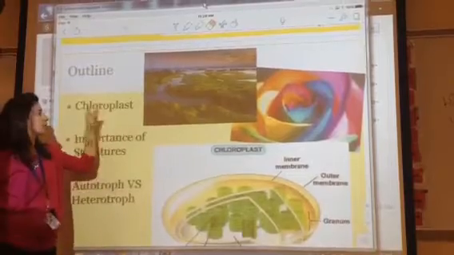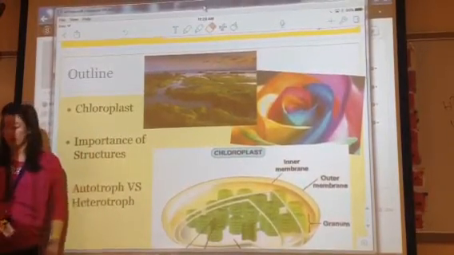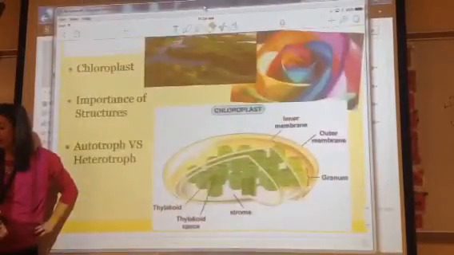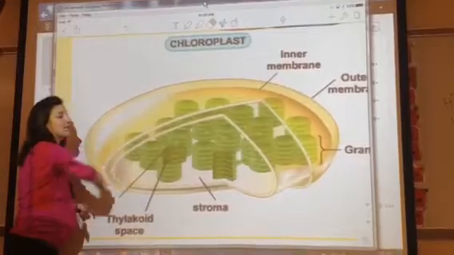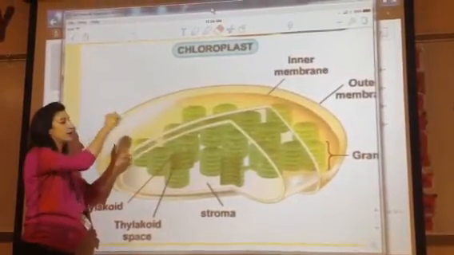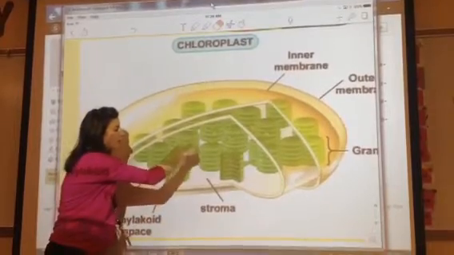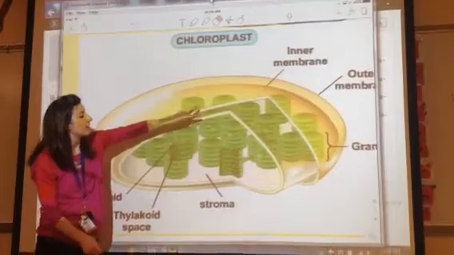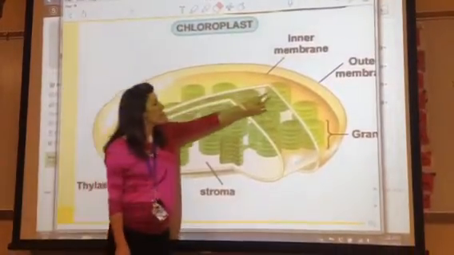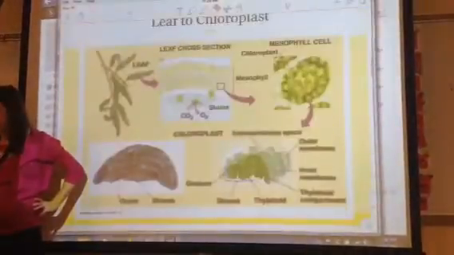Okay, first we're going to learn about the chloroplast, the importance of the structures, and then autotroph versus heterotroph. This right here is a chloroplast. Inside of the plant cell, it's what does photosynthesis. We're going to be drawing out all these little discs and the stacks of the discs, and there are two membranes, an outer and an inner. Okay, so that's our chloroplast.